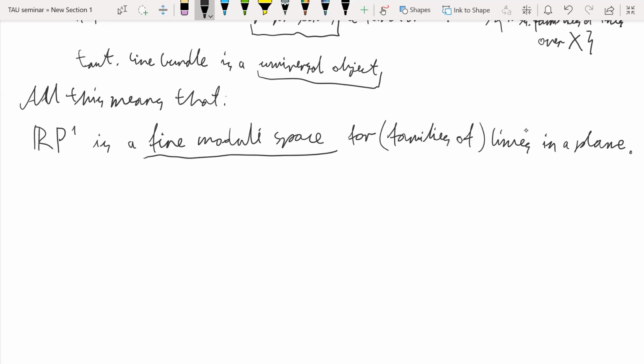All right. So now that I have explained, via this example of RP1, what a fine moduli space is, I would like to talk about certain more complicated moduli problem, so classifying some other objects, but in a completely different context. And there I will be even less formal as to why exactly the spaces constructed will be actual moduli spaces.